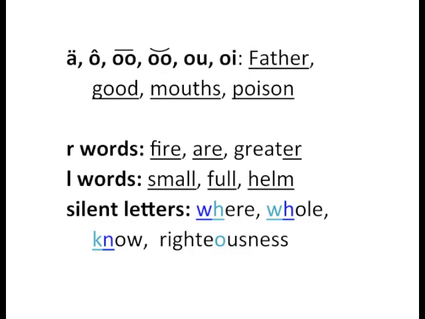All the vowel sounds we've covered will be underlined. Also, R and L controlled vowels will be underlined. Silent letters will be both underlined and in blue. The light blue part will be silent and the dark blue part will be sounded. Single letters that are silent will just be light blue.